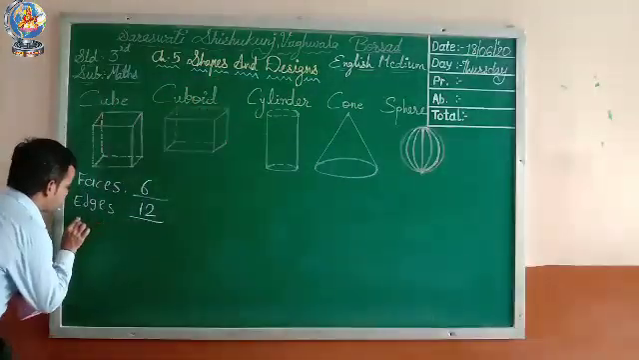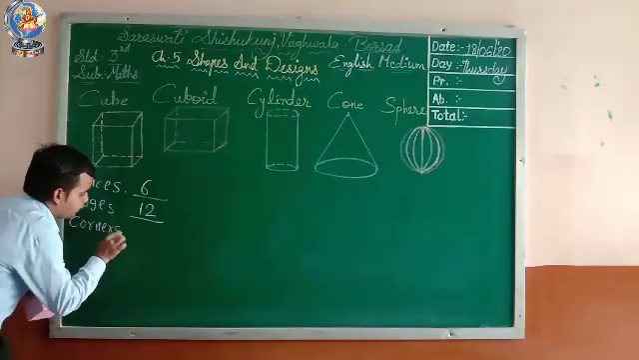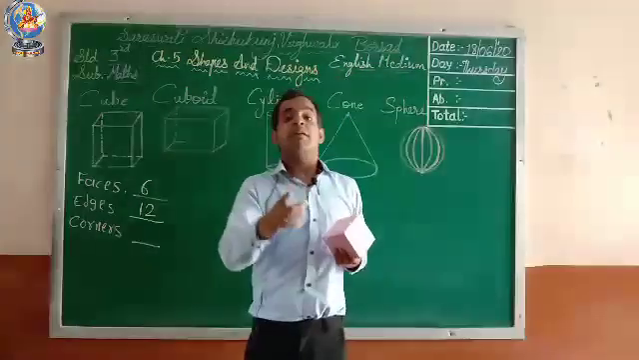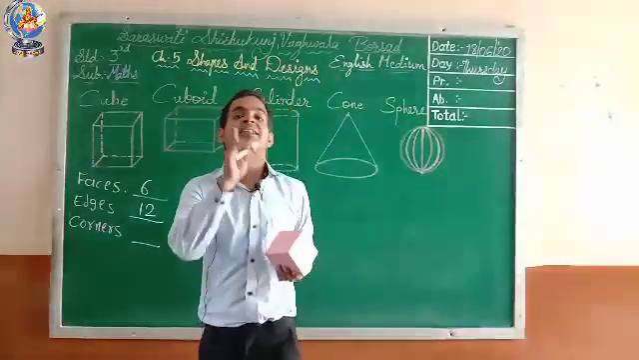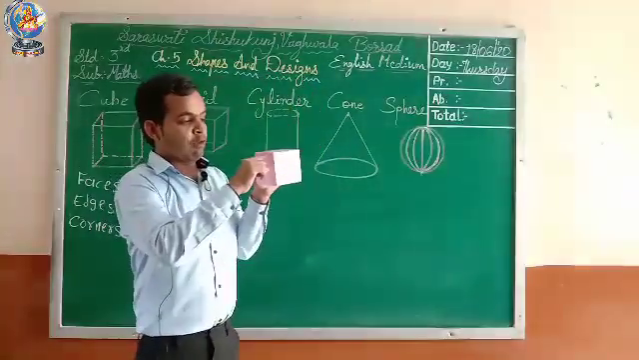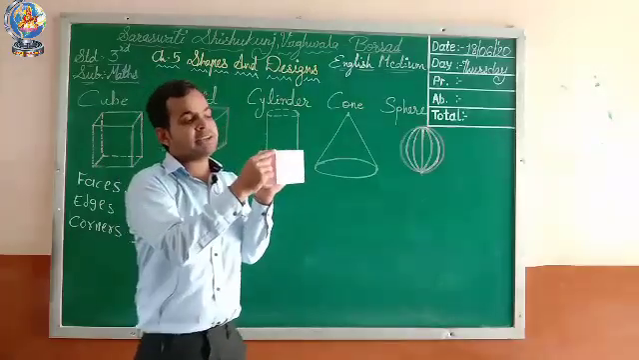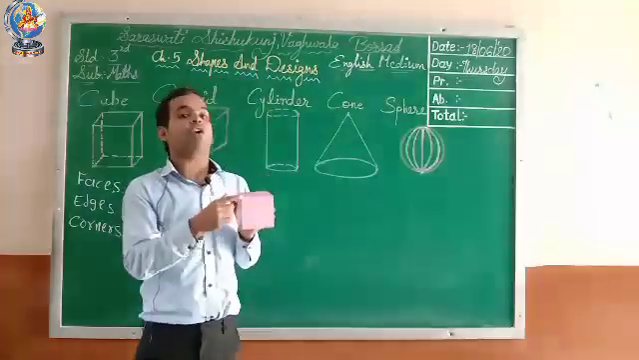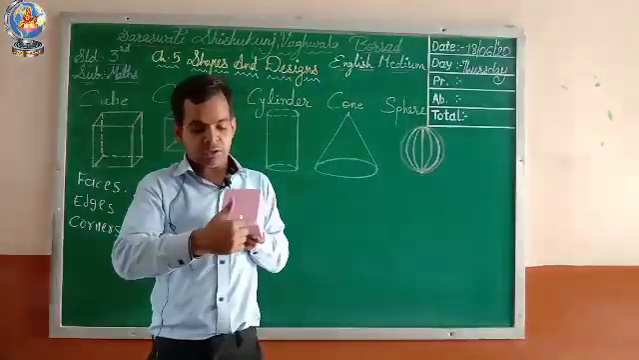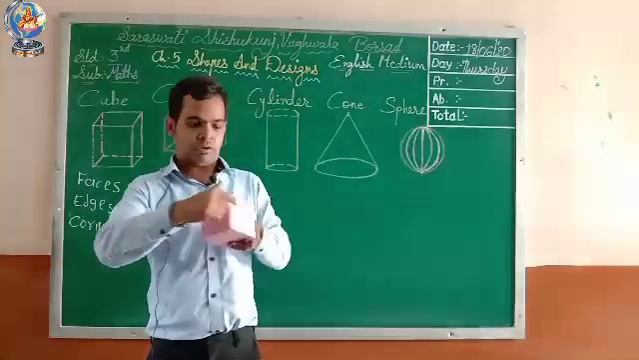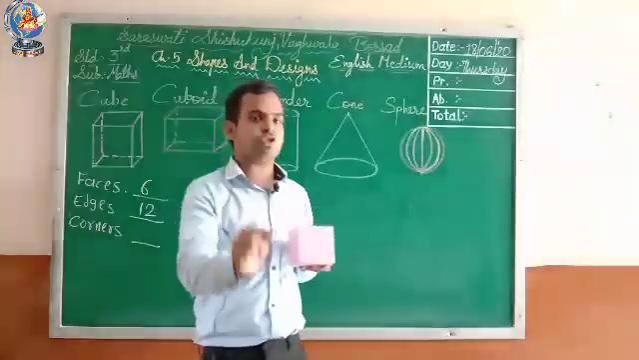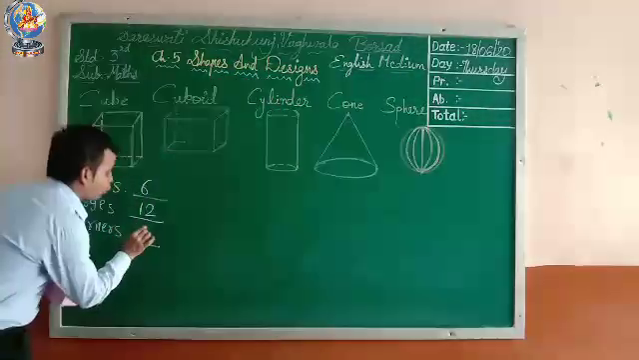Then now let's discuss the corners. Okay, what is the meaning of corners? The point where three edges meet is called a corner. If you notice here, one edge, second edge and third edge meet at this point, and that point we call a corner. Now let's calculate the corners in the cube shape. So here 1 2 3 4, then 5 6 7 8. So the cube shape has 8 corners.